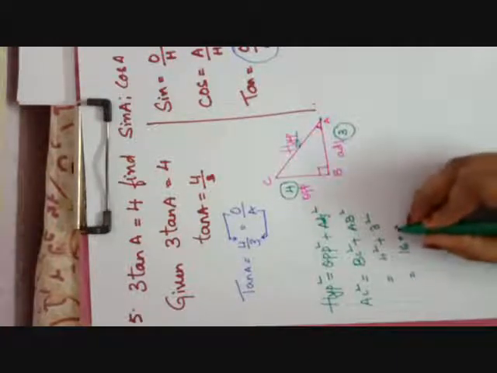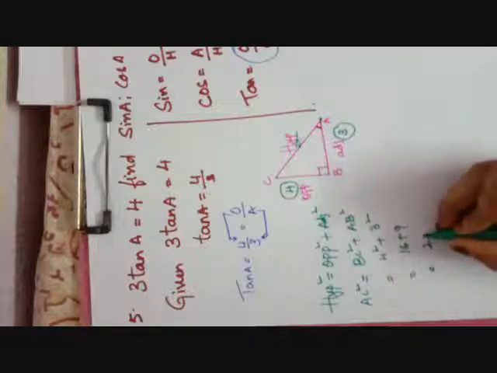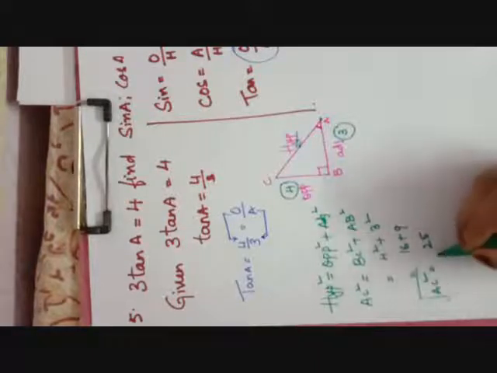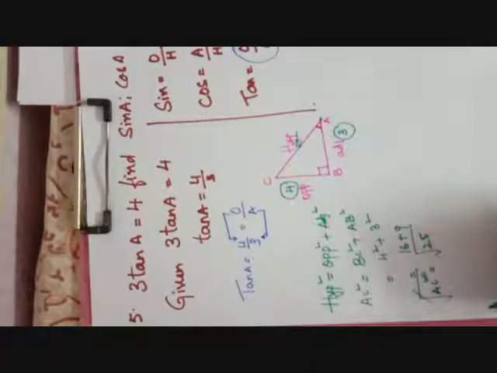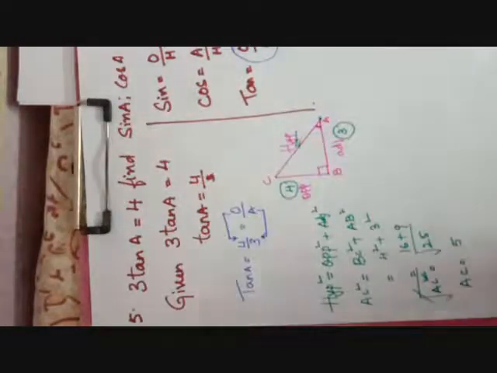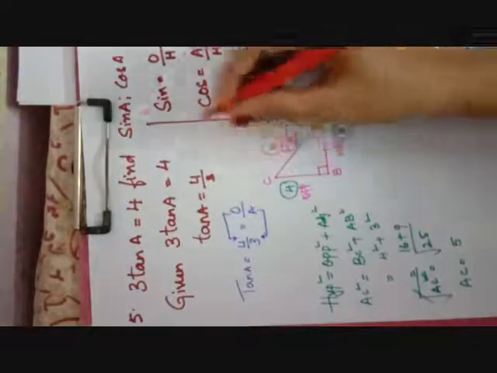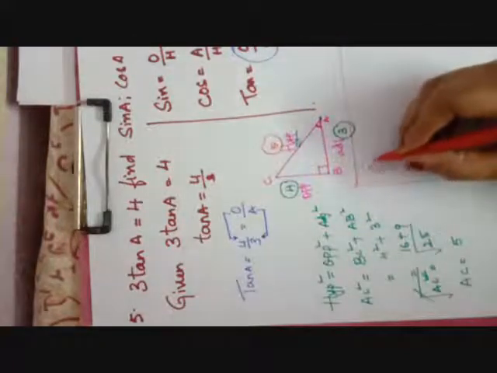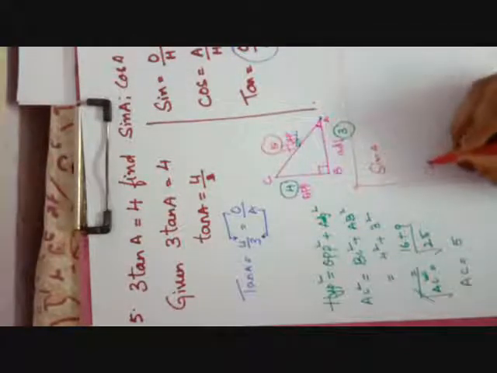16 plus 9. 16 plus 9 is how much? 25. So AC square is 25. We want only AC, not square. So taking root on both the sides, square and root get cancelled. AC is equals to 5. We got the value of hypotenuse as 5. So children, what do you have to find? We have to find sine A and cos A.